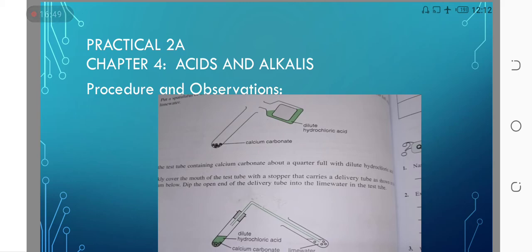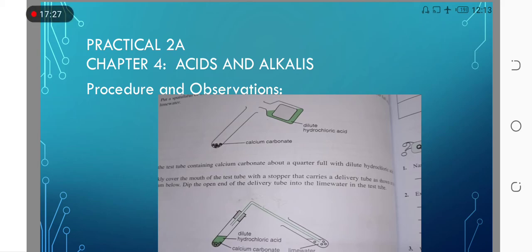The lime water turns milky. Now we have to repeat the same experiment using copper carbonate and sodium carbonate. While performing the experiment with copper carbonate, we have to use dilute sulfuric acid, while in the case of sodium carbonate, we will use dilute nitric acid, to observe the same phenomena that we have discussed with calcium carbonate and lime water. Hopefully you will understand what I have told you.